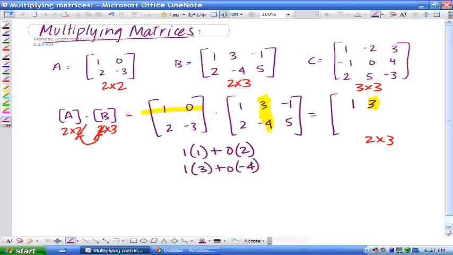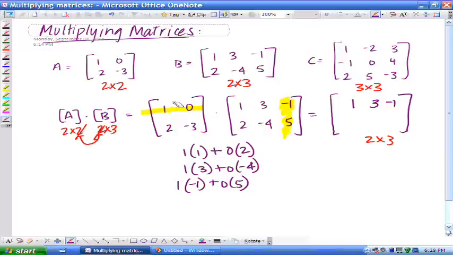And then when we go on to the last column, because remember this has 3 columns, when I want to find this solution, the third column, whoops, I took the 3 out of there. When I want to find that third solution, I am going to have to do row 1 with column 3 this time. And when I do that, I get 1 times negative 1 plus 0 times 5. In other words, I get negative 1. And there you have the first row of your answer matrix.